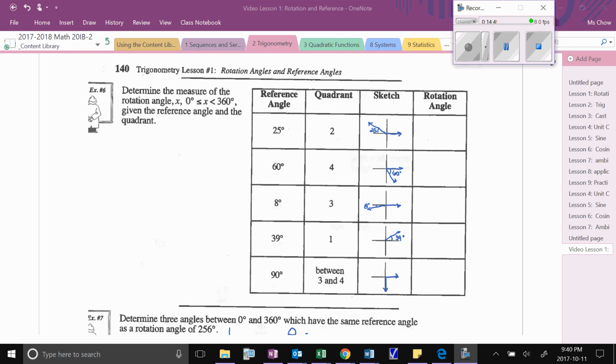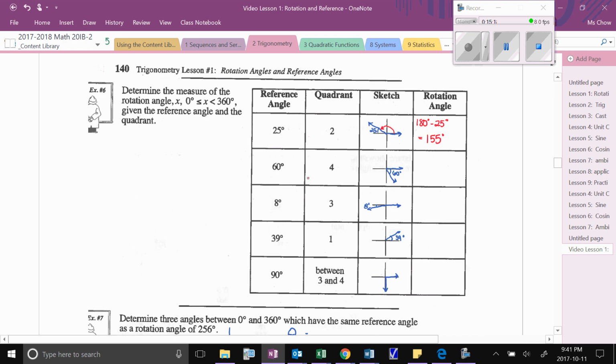So let's take a look at class example number 6. I've drawn in the sketches for us. We know we're in quadrant 2. We have a reference angle of 25 degrees. So that rotation angle starting at our initial arm goes into quadrant 2. We're almost at 180 degrees, but we're short 25 degrees. So 180 minus the 25 degrees will give us 155 degrees as our rotation angle.